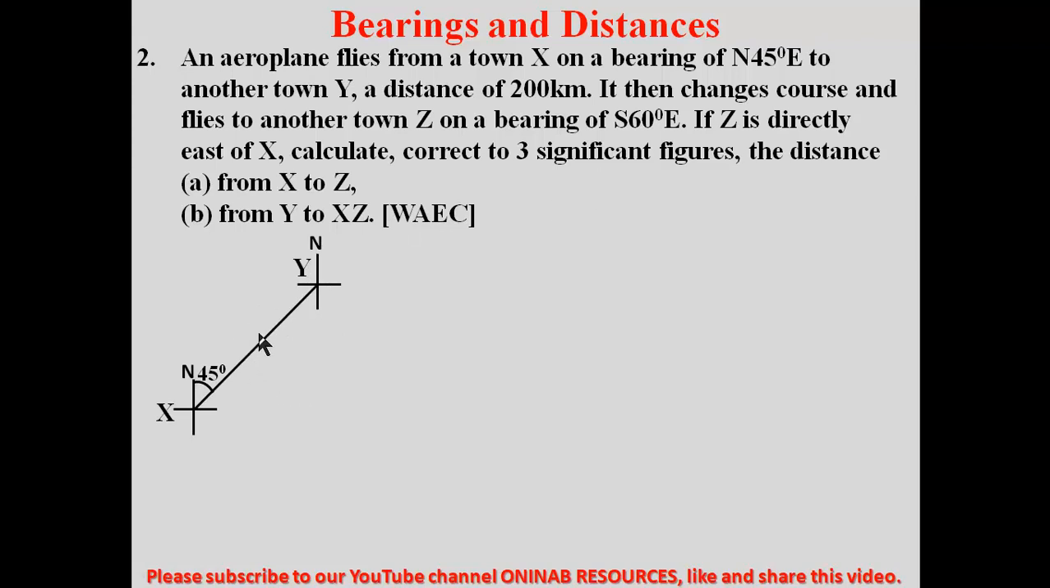So this is 200 kilometers. So the distance from X to Y is 200 kilometers. So then we move further. It then changes course and flies to another town Z on a bearing of south 60 degrees east. So on getting to Y, it changes direction. So it starts from south 60 degrees. So around this place, this angle here is 60 degrees to the east.